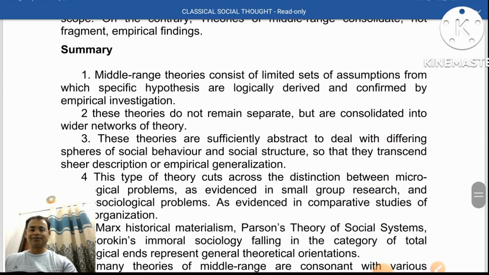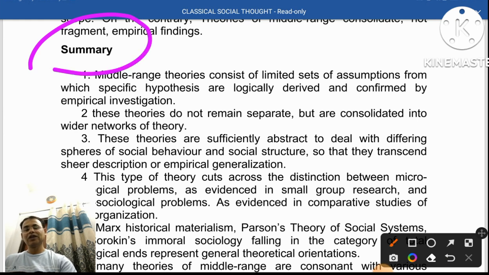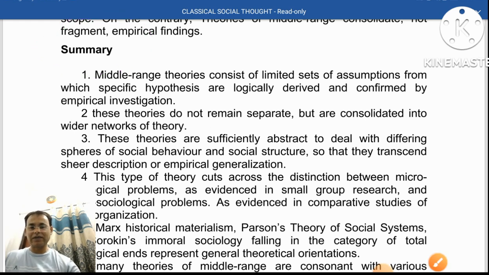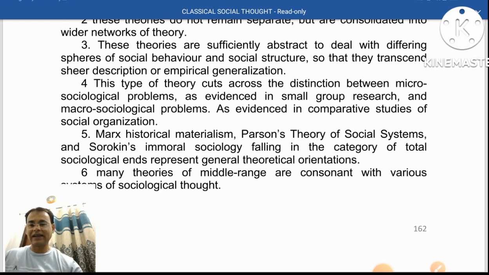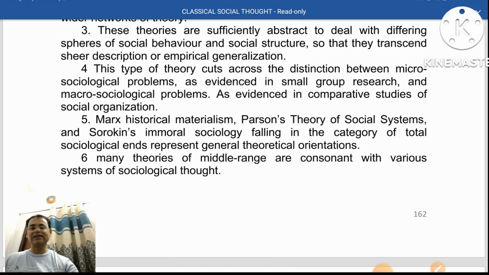Now, summary. We should understand that middle-range theories consist of limited sets of assumptions from which specific hypotheses are logically derived and confirmed by empirical investigation. These theories do not remain separate but are consolidated into a wider network of theory. These theories are sufficiently abstract to deal with differing spheres of social behavior and social structure, so that they transcend sheer description or empirical generalization.